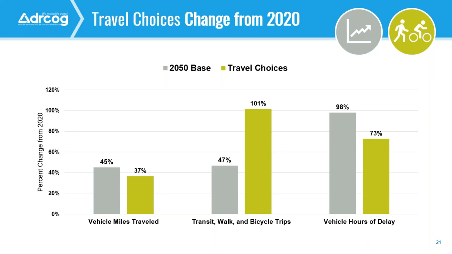So a pretty significant decrease in VMT growth compared to the 2050 base, doubling the growth of transit, walk, and bike trips, and really a significant decrease in delay considering there's not really additional capacity on the roadway network.